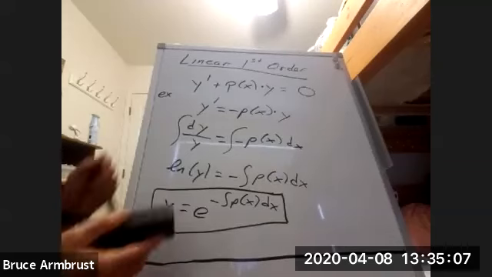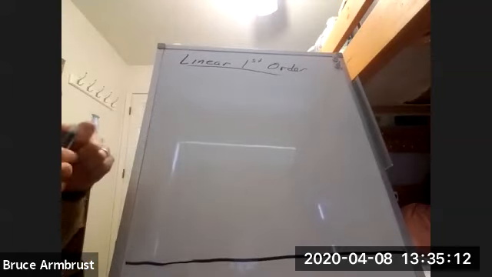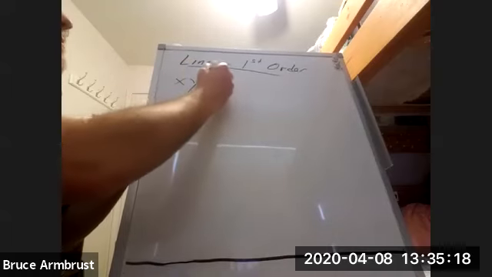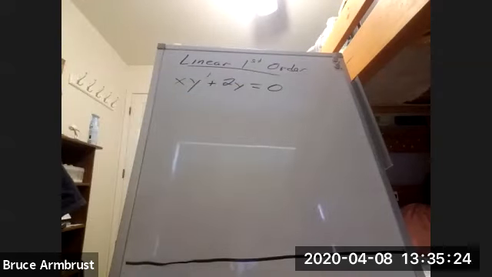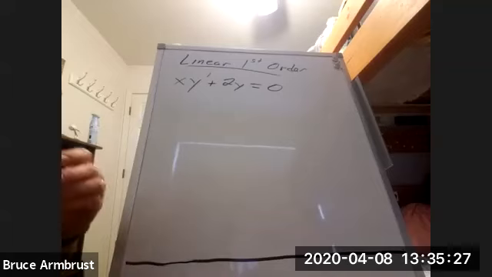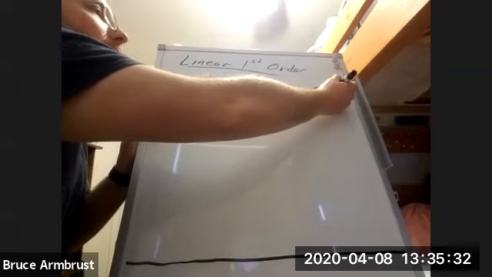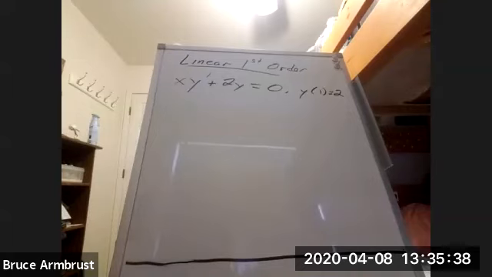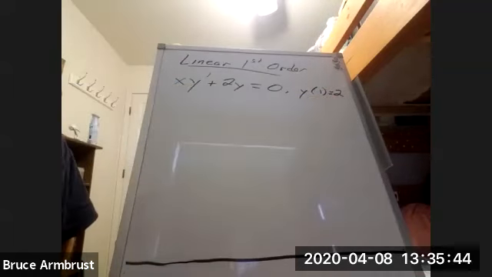All right, so let's try this guy. Let's go x y prime plus 2y equals 0. And you know what? Let's make this an initial value problem. Let's say that we know that y of 1 is equal to 2. And really the only thing that I did there by throwing on an initial value is that there's going to be one more step where we plug in and actually calculate the c.